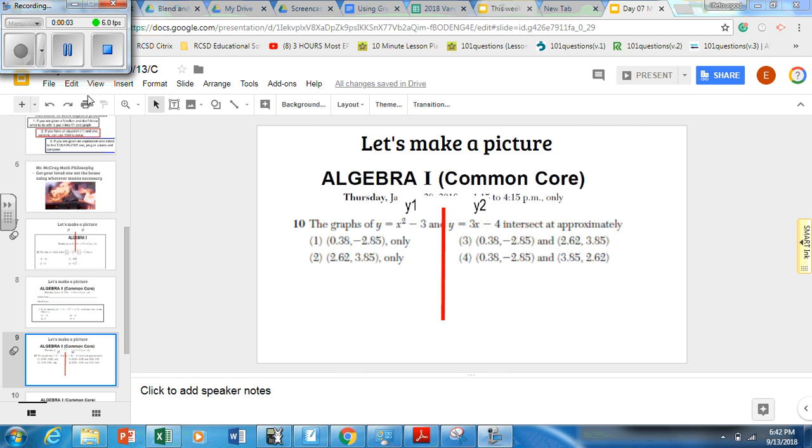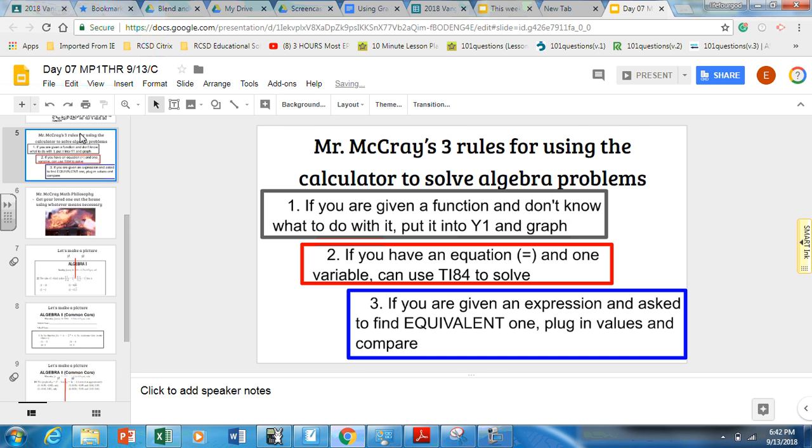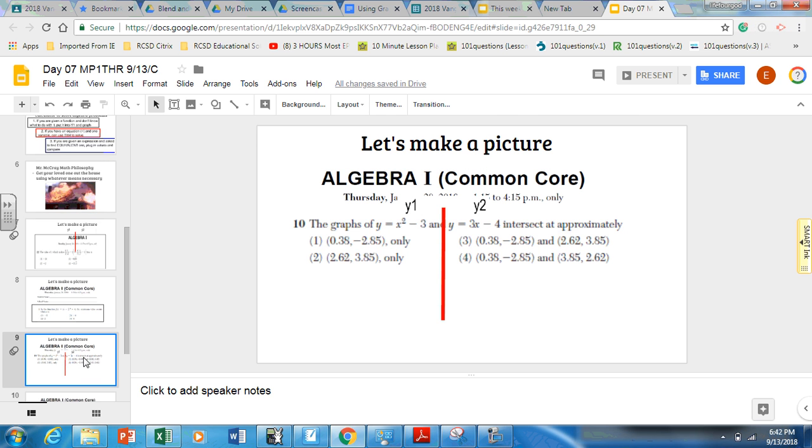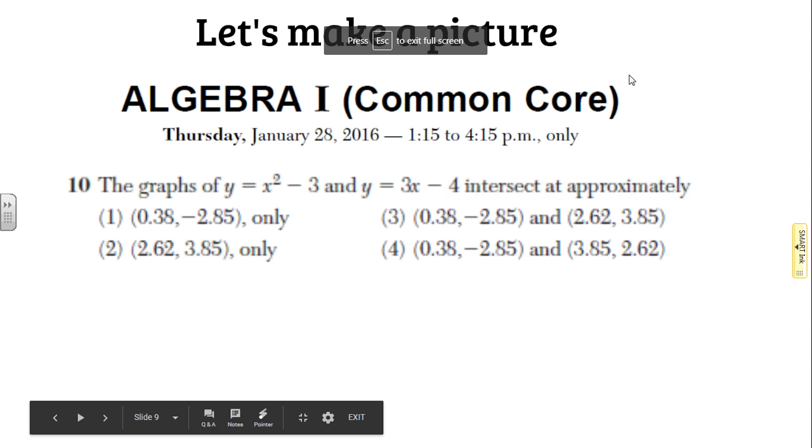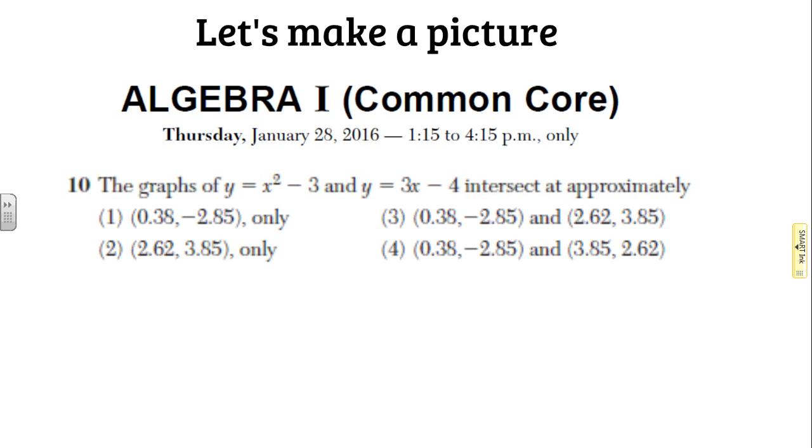All right, in this short video, we're going to take another look at an example where we're going to use Mr. McRae's Rule 1. If you are given a function and don't know what to do with it, put it in Y1. This particular question is coming from the January 2016 exam, okay? And it says the graphs of y equals x squared minus 3 and the graphs of y equals 3x minus 4 intersect approximately where?